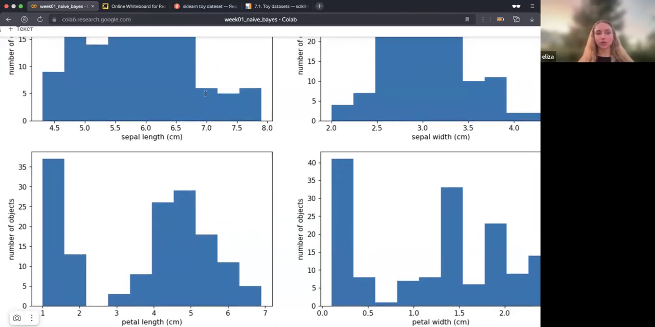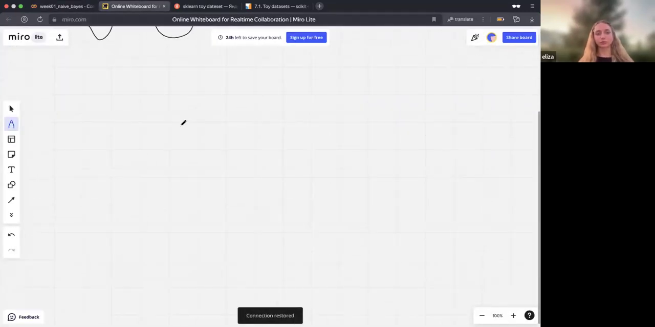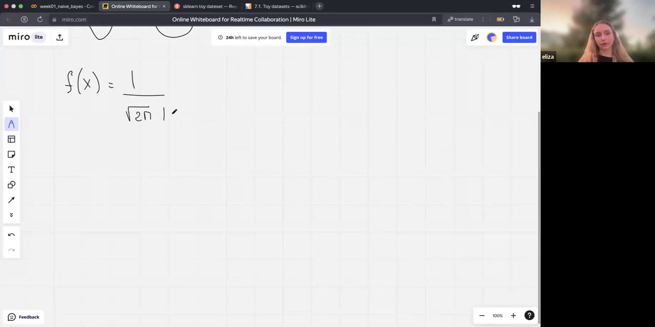Today we will use exactly the normal distribution. I can remind you how it looks. You have some function, you have a variance, and you have a mean.